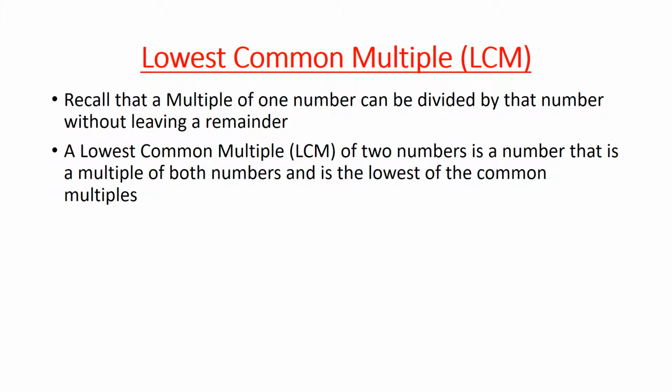Now, what about a lowest common multiple? Our lowest common multiple is essentially a multiple of both numbers, but it is the lowest one that we come to.